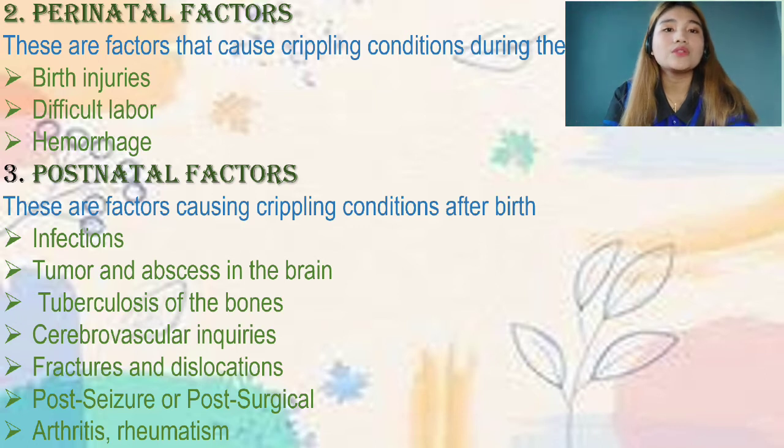For the third is tuberculosis of the bones. Ang isang ina na may tuberculosis ay nakakaapekto sa kanilang mga anak na nasa sinapupunan. Dahil may mikrobyong dala ang sakit na ito para sa mga bata, kaya naman ang kanilang pinapanganak ay nagkakaroon ng kondisyon na pagkabaldado.